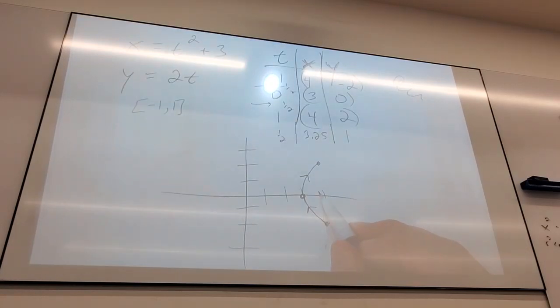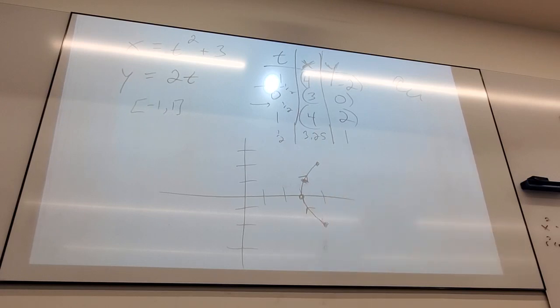So if I go 3.25, 1, that's about right there roughly. I didn't need it. But you might get some problems where if you just do whole numbers, you don't know it's bouncing too much. So you might have to put something in the middle to see, is it curving this way, is it curving that way? We'll see an example.